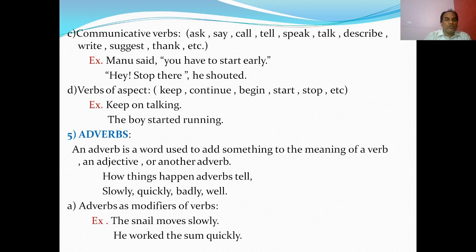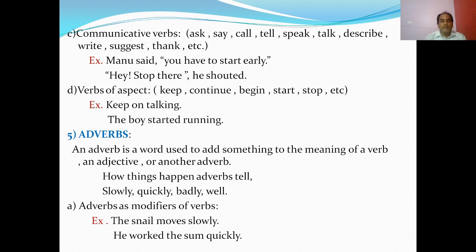Okay, so take the rhyme. How things happen, adverbs tell: slowly, quickly, badly, well. How things happen, adverbs tell. Adverbs are mostly verb modifiers. Mostly adverbs modify the verbs. That's why the name. Examples of adverbs are slowly, quickly, badly, well.